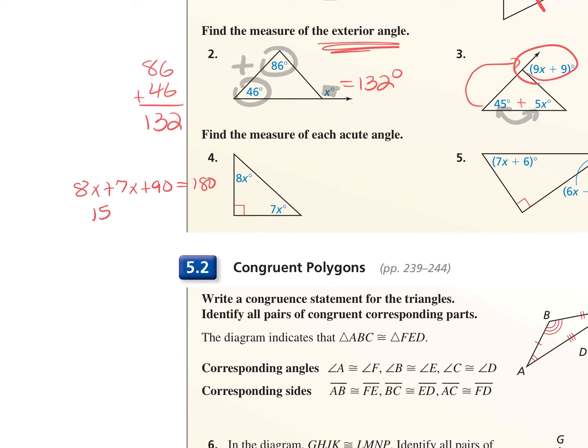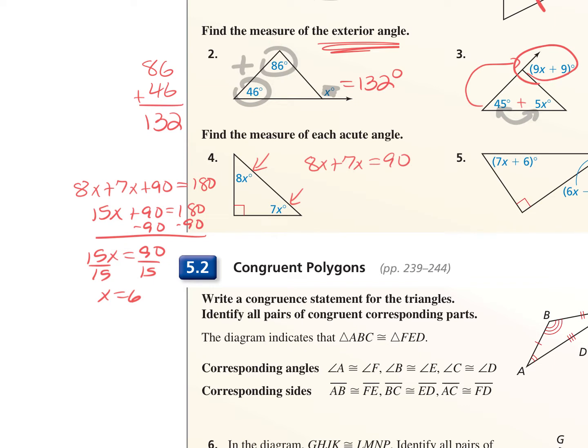So I would add 8 and 7. Then I would have to subtract the 90 from 180. And I get 15x is equal to 90. Divide by 15, and x equals 6. The other way is to use that corollary. And I know that these 2 acute angles are going to equal 90. So the other way would have just been to set the 2 acute angles equal to 90. And I could have gotten the same answer either way. I get x equals 6.